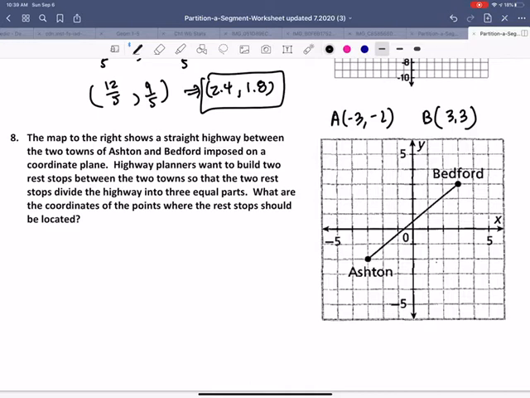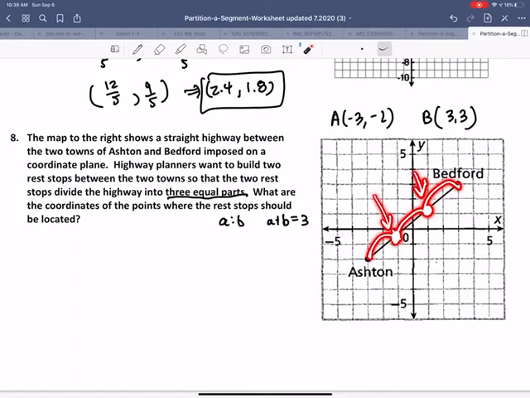A highway planner wants to build 2 rest stops between the two towns so that the 2 rest stops divide the highway in 3 equal parts. Okay, so we know that it's some ratio, but they're telling us that the 2 added together is 3 equal parts. What would be the coordinates where the rest stop should be located? So let's do a little planning. We know we want to cut this into 3 equal parts, 1, 2, 3, and it looks like we want 2 rest stops. So actually we want both of these points here and this coordinate there.